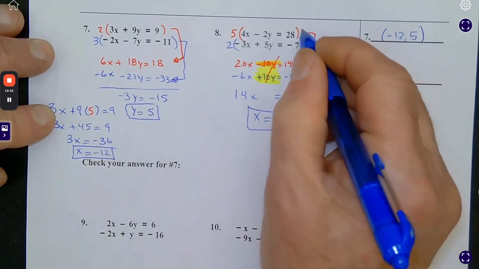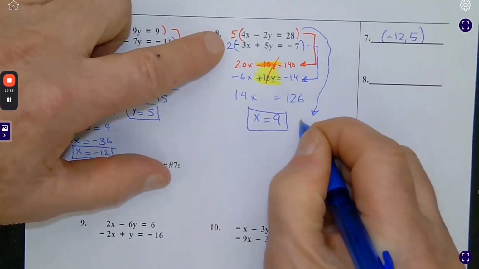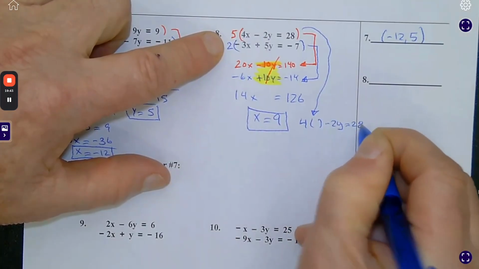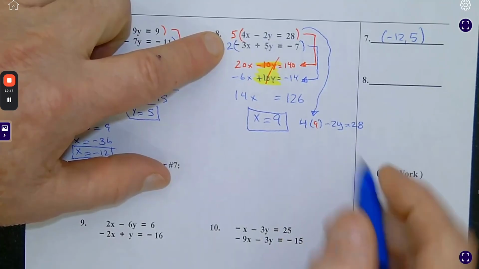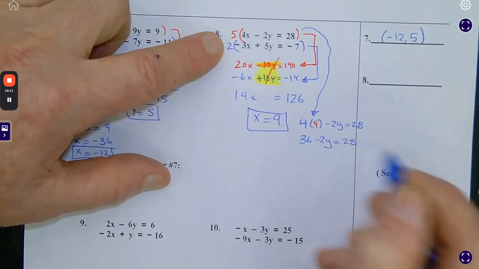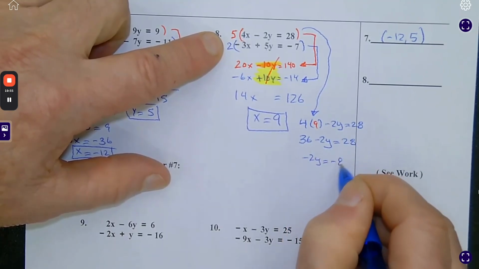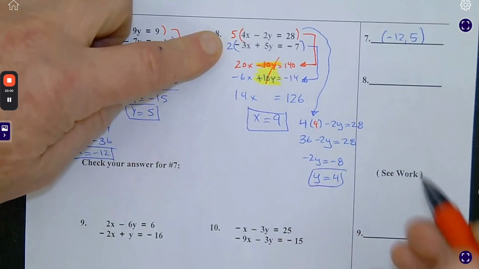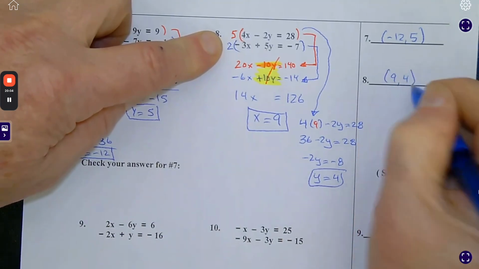Okay? Now I'm going to find my y. I'm going to go to the other equation, or one of the originals, sorry. 4. Take that x out. Replace that x with a 9. 4 times 9. Subtract 36 from both sides. Divide both sides by -2. Woo, that's it. So the final answer is 9, 4.